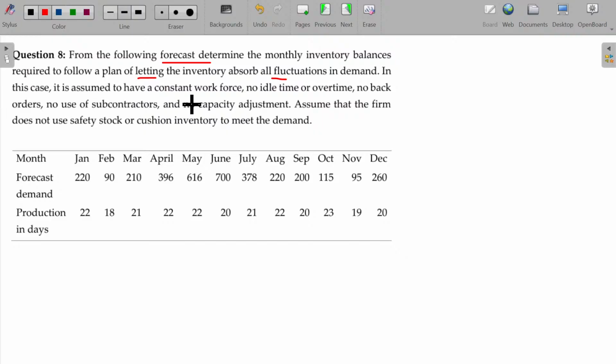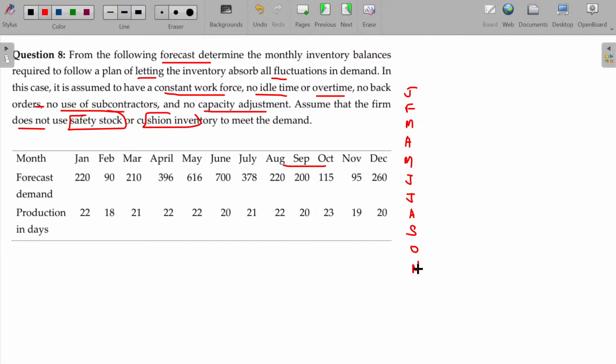In this case, it is assumed to have a constant workforce, no idle time or overtime, no back orders, no use of subcontractors, no capacity adjustments. Assume that the firm does not use safety stock or cushion inventory to meet the demand. So only you need to maintain the inventory required for production, not more than that. So from this it is very clear for the 12 months, Jan, Feb, March, April, May, June, July, August, September, October, November, December. What about the demand forecasted?